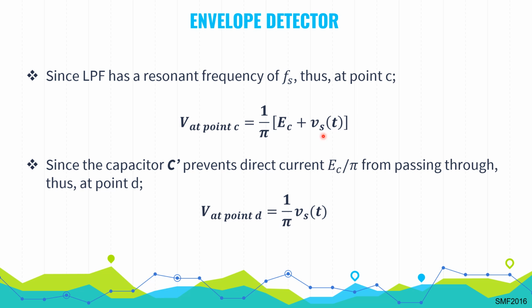After the RC low-pass filter, the voltage at point C is V_C equal to 1 over pi times E_C plus V_S of t. The capacitor C blocks the DC component, E_C over pi, so the final output voltage at point D is V_D equal to 1 over pi times V_S of t. This is the demodulated signal, which corresponds to the original information signal, V_S of t. The envelope detector successfully extracts the information signal from the modulated carrier.